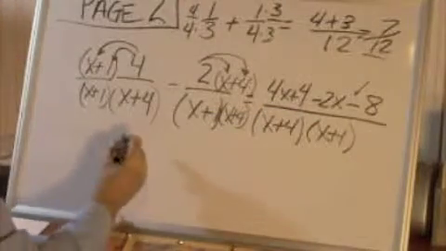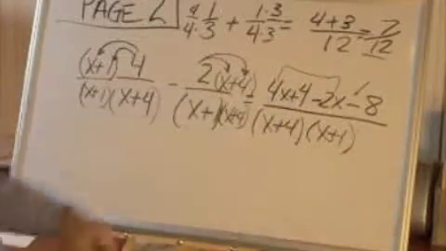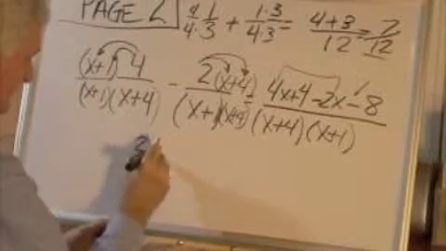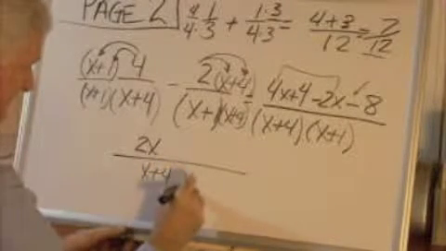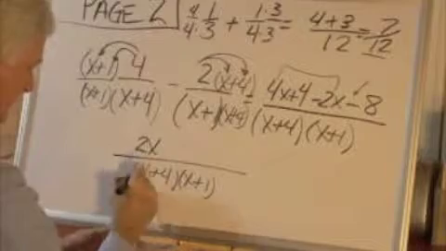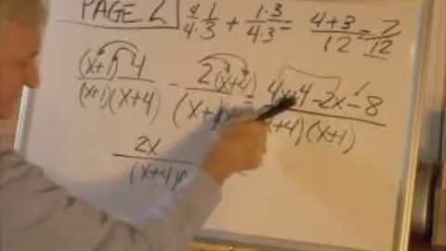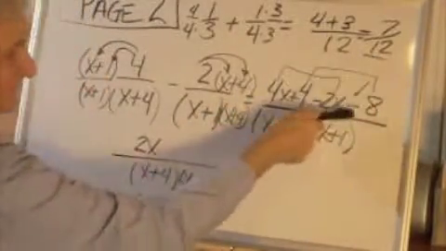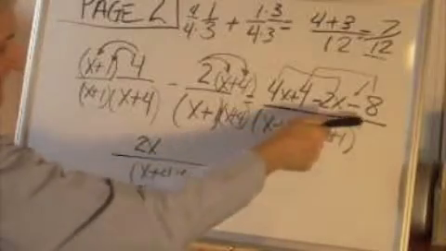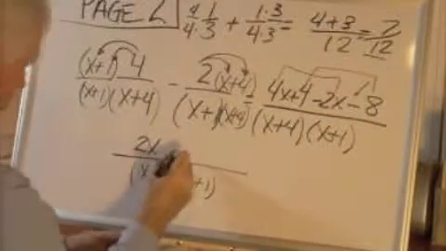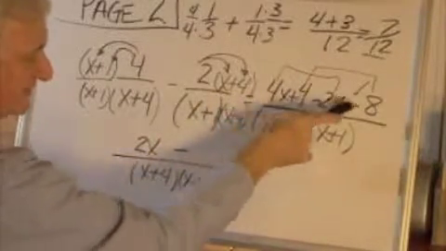Now, let's combine this over here. You've got 4x and a negative 2x. 4x take away 2x. You know that. That's a plus 2x. You know the bottom is going to be x plus 4 and x plus 1. That'll be your denominator. You got your 2x. Now you have a plus 4 and a negative 8. Now, you got two different signs. So, what that means is, you take the sign of the larger number, which is negative, and you subtract the smaller number. 4 taken from 8 is 4.